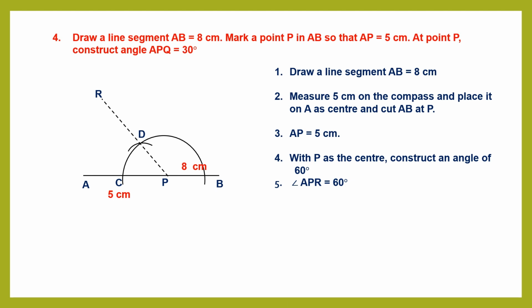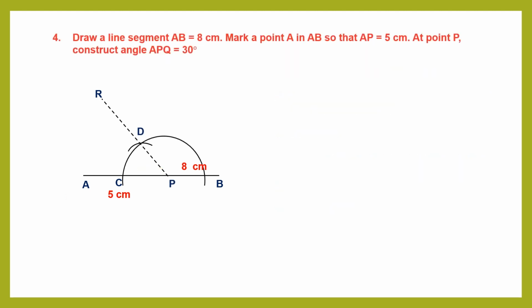So let me mark that here. This part is 60 degrees. We are looking for 30 degrees. That is what the question says, APQ. But here APR is 60 degrees, and we have written that here. Now what do we have to do? We have to bisect this. Bisecting means dividing into two equal halves. So this big angle is going to become smaller and each half is going to be 30 degrees because we're going to divide 60 into two equal parts. So let's begin the bisection.